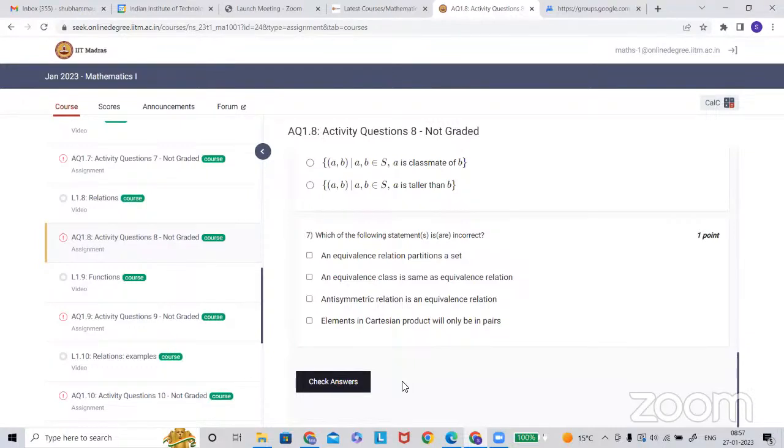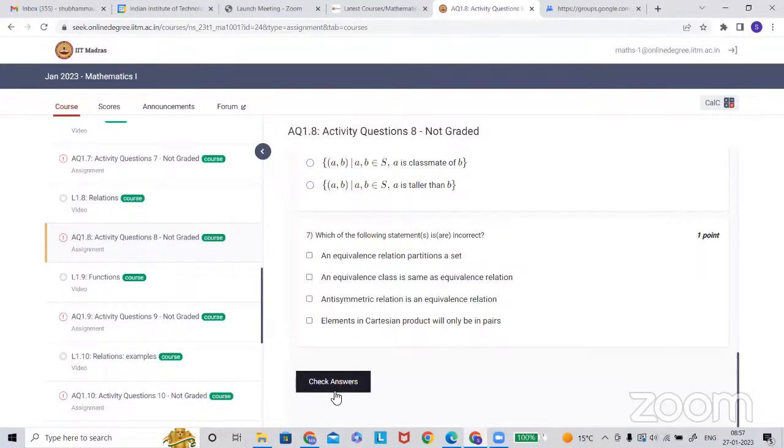Suppose you are taking the Cartesian product of 3 sets, A, B, and C. It is not going to be only pairs. It will be triplets. Cartesian product is just taking the elements in the sets pairwise.